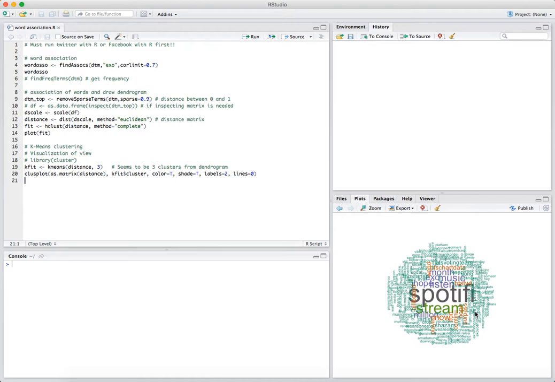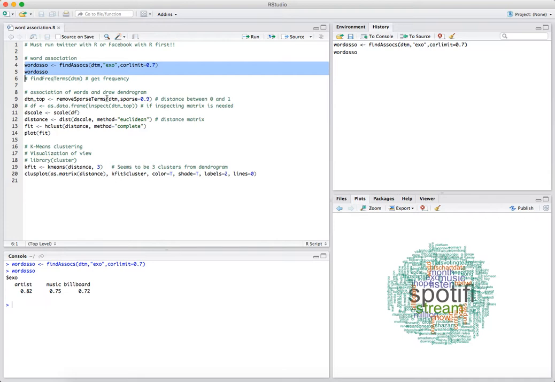Having said that, what we're going to do first is notice that there is an EXO here, and EXO, if you know, is a pretty famous K-pop brand. So I'm going to try to find a word association with EXO, and I'm going to limit my correlation to 0.7. Obviously I could change this value, but for now I'm going to use 0.7. Let's see what some of the common words being used with EXO are. I'm going to execute this line, and it seems that EXO is commonly used with artist, music, and billboard, which is not too surprising.